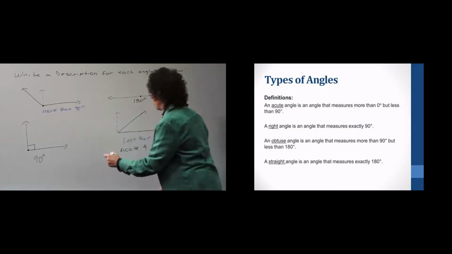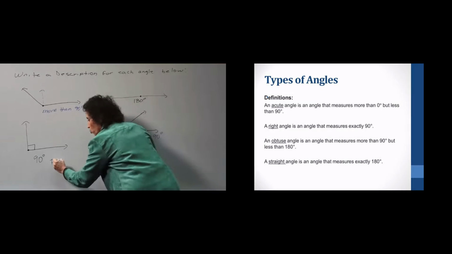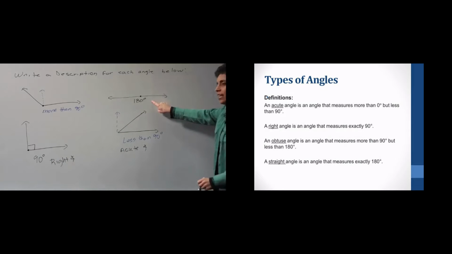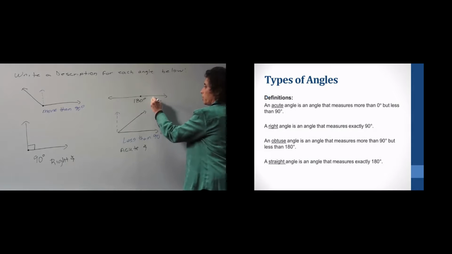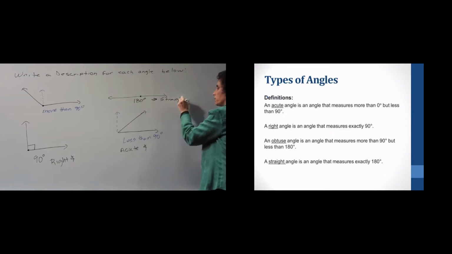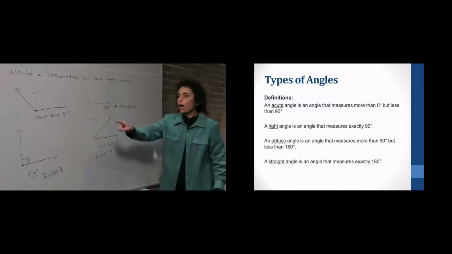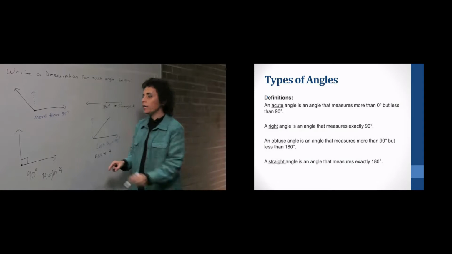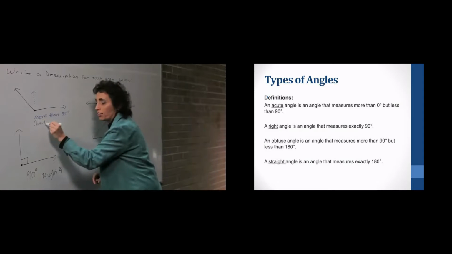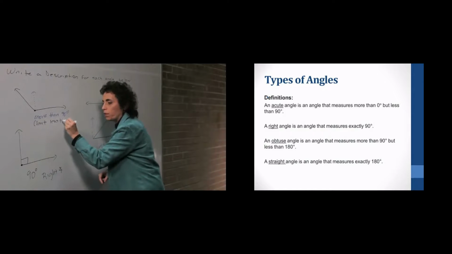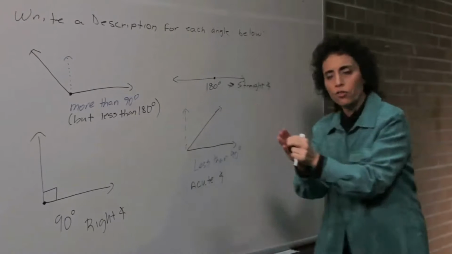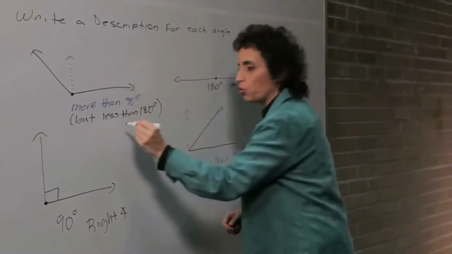90 degrees, I'm sure you know that one. That is your right angle. I'm sure you've heard that before. 180 degrees, we've talked about that already. That is your straight angle. And then more than 90, but less than 180, okay? I'll put that in parentheses. That's in your workbook, but just so you know, less than 180 degrees, so not quite the straight line, that's your obtuse angle.